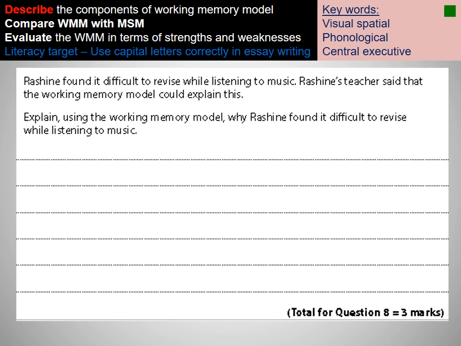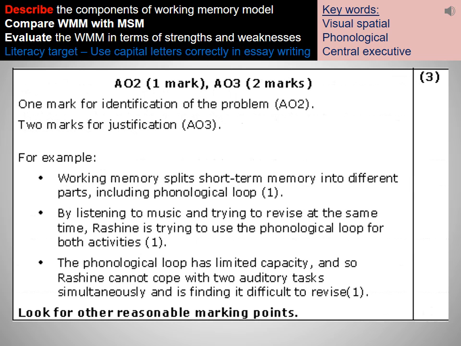A different example, and this is directly from the SAMs, is: Rasheen found it difficult to revise while listening to music, and Rasheen's teacher said that it's because the working memory model could explain this. Explain the working memory model in terms of why Rasheen found it difficult to revise while listening to music.